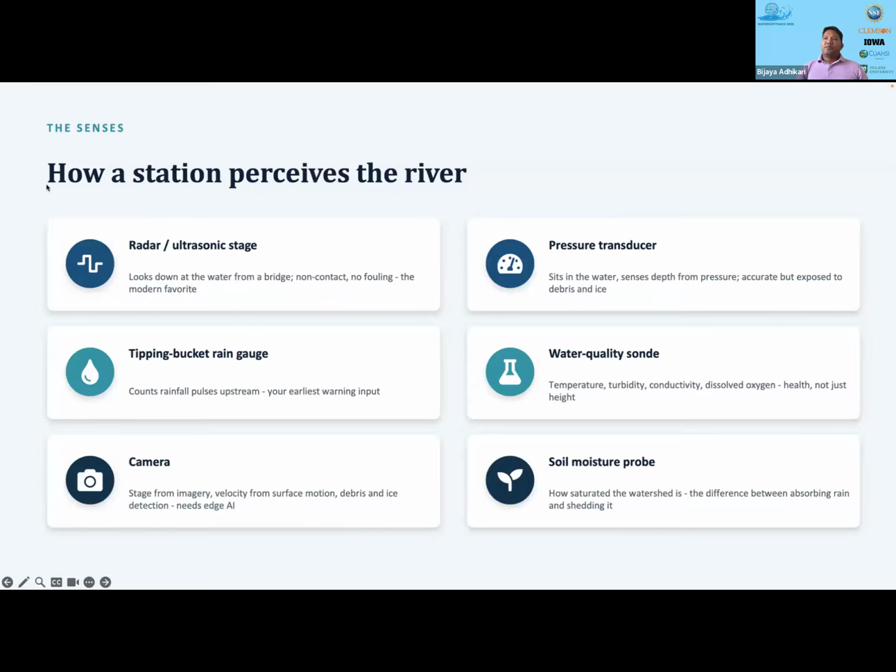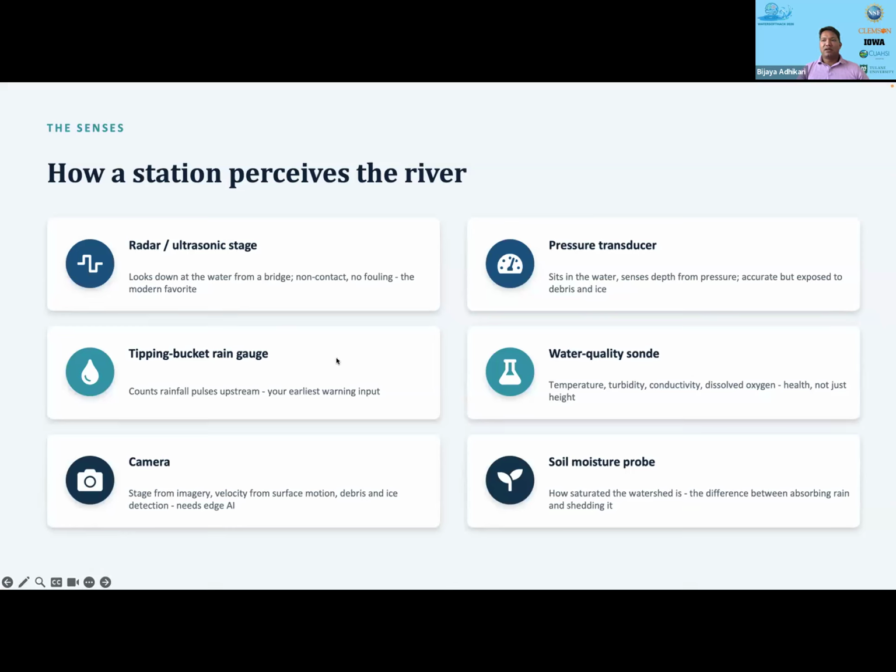Okay, so what are the sensors? How does a gauge sense the river? Probably it's a combination of some of these devices. A radar or ultrasonic stage probably looks down at the river from a bridge or a nearby structure. There's no contact and no fouling, so this is a modern favorite.